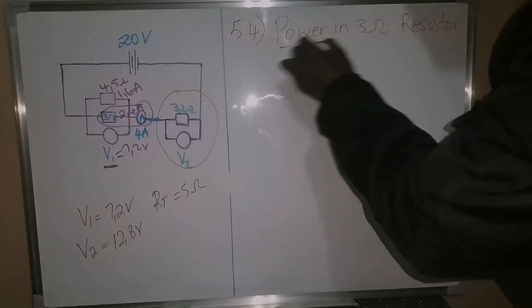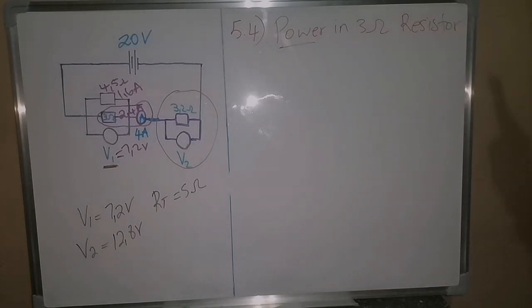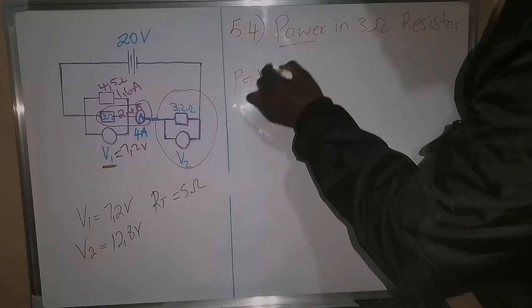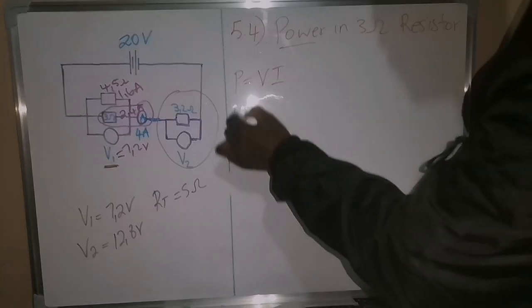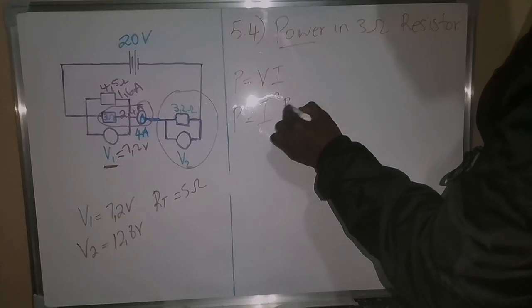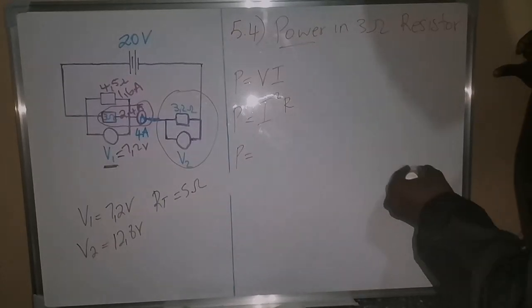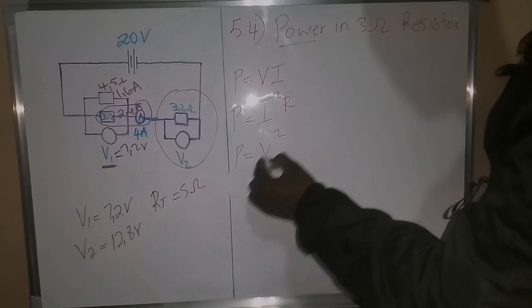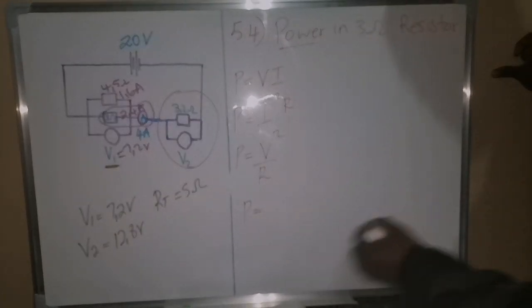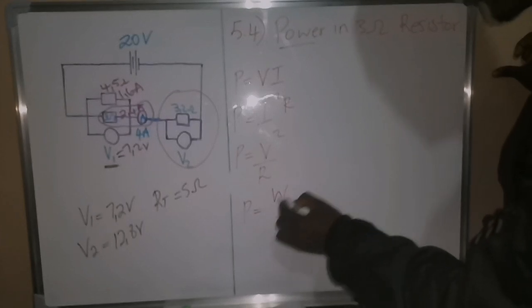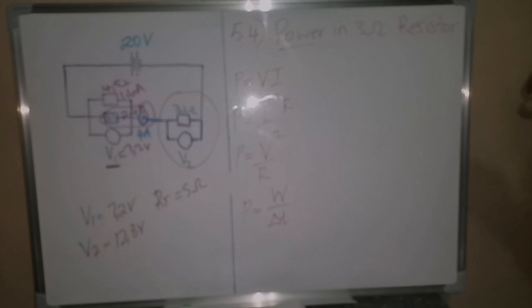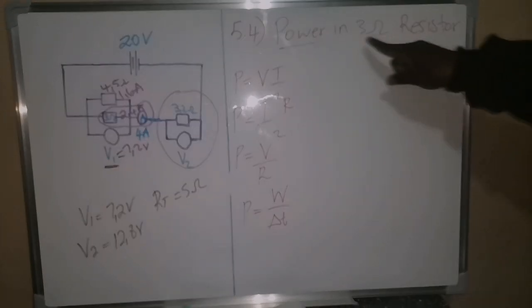Now, power. You need to know the formulas you use to calculate power. We have P is equal to V times I. We have another one, which is I squared times R. Another one is P is equal to V squared over R. Another one is P is equal to W, which is work, divided by change in time. So you choose which of these formulas is suitable for the question.